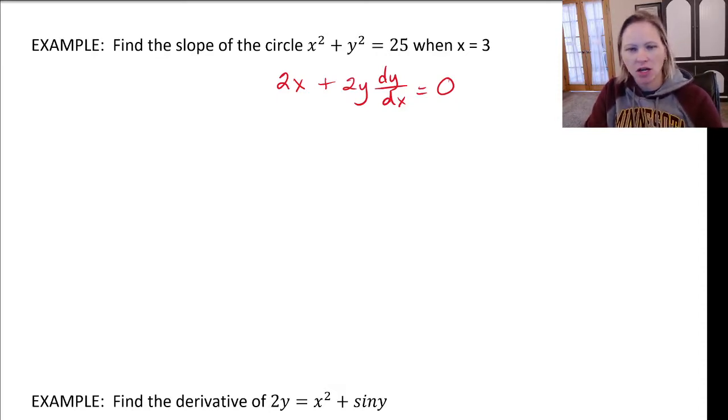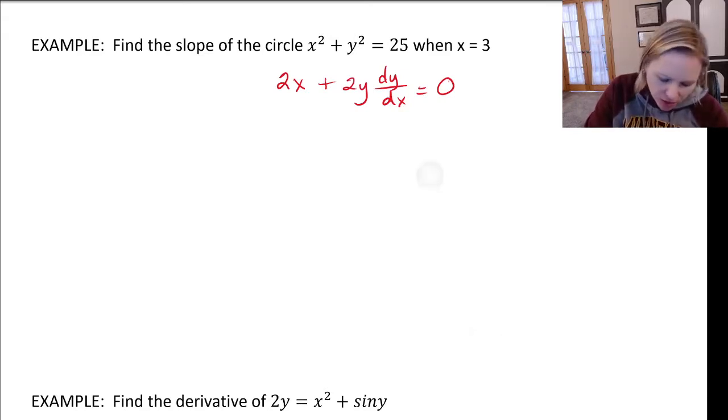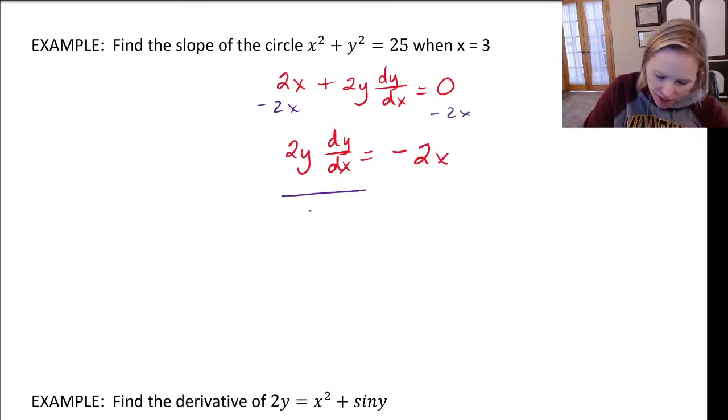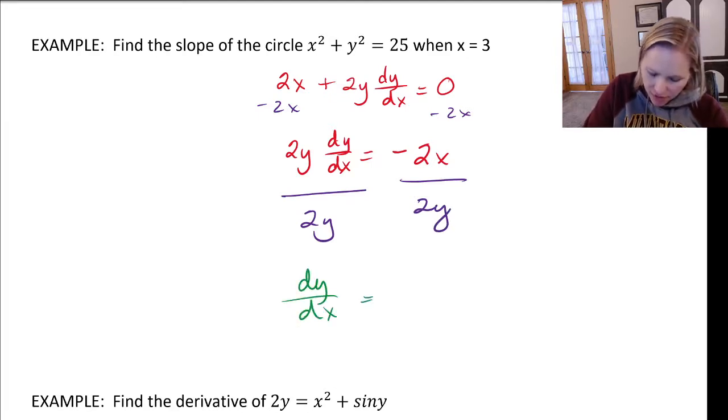If you find that you're having a hard time solving for the dy dx, just go back and double check that your constants all got zeroed out. So now I'm going to gather my terms. 2y dy dx equals negative 2x, because remember I am subtracting 2x. So now I'm going to divide by 2y, and dy dx is, the 2's cancel, negative x over y.